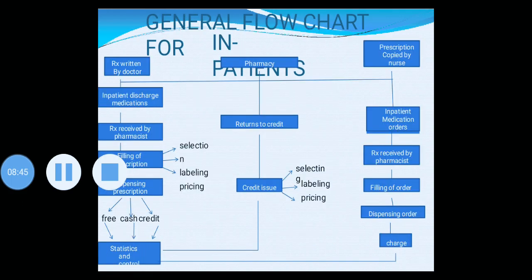Then the general flow chart for the inpatients, that is the admitted patients. Inpatients with chronic disease are found among the inpatients. That is the pharmacy shop, returns to credit issues, then prescription written by the doctor, inpatient discharge medication, prescription received by the pharmacist, filling the prescription, dispensing the prescription, statistics and control. Those are all the points included in the general flow chart for inpatients.